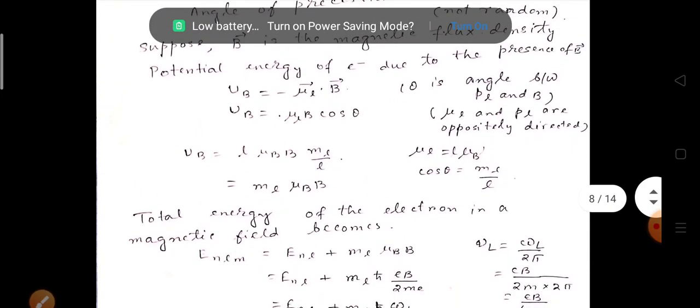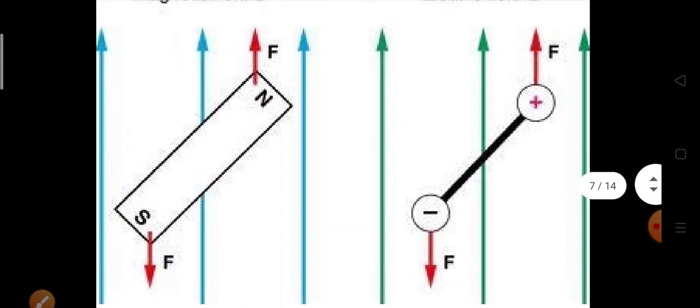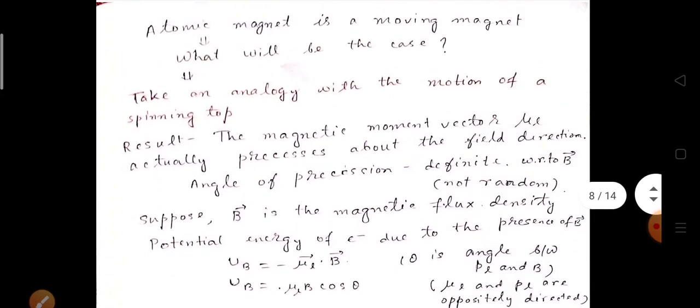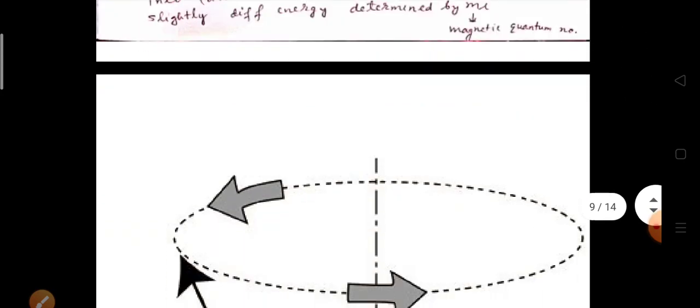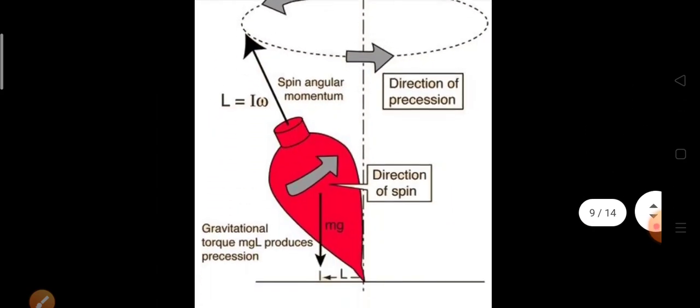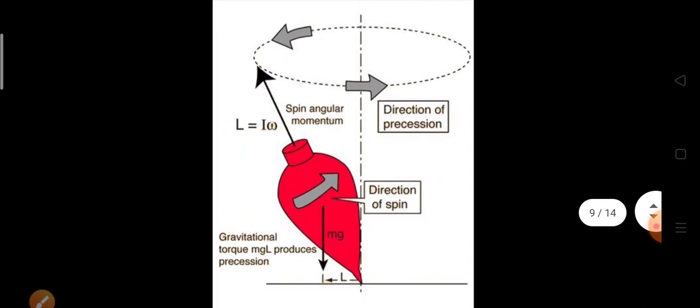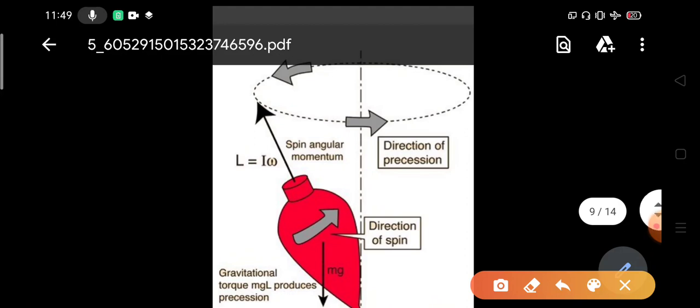This is the simple calculation, and we have calculated the potential energy; the total energy we will calculate next. What will be the change in the total energy? Before that, we have to discuss the motion of the electron in an external magnetic field. So we shall look at the motion of the spinning top. Suppose this is the motion of the top, and you are displacing it, and suppose this is our gravitational field, along this direction.